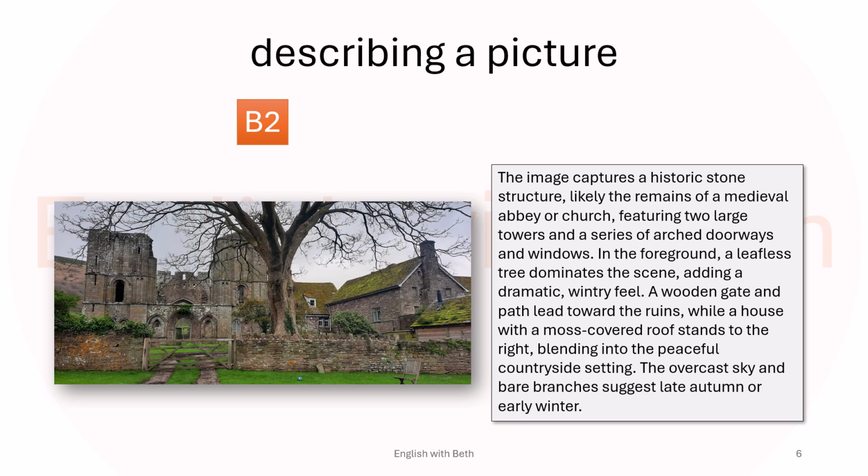Now let's describe the same photo at B2 level and see how that is different. The image captures a historic stone structure, likely the remains of a medieval abbey or church, featuring two large towers and a series of arched doorways and windows. In the foreground, a leafless tree dominates the scene, adding a dramatic wintry feel. A wooden gate and path lead towards the ruins, while a house with a moss-covered roof stands to the right, blending into the peaceful countryside setting. The overcast sky and bare branches suggest late autumn or early winter.